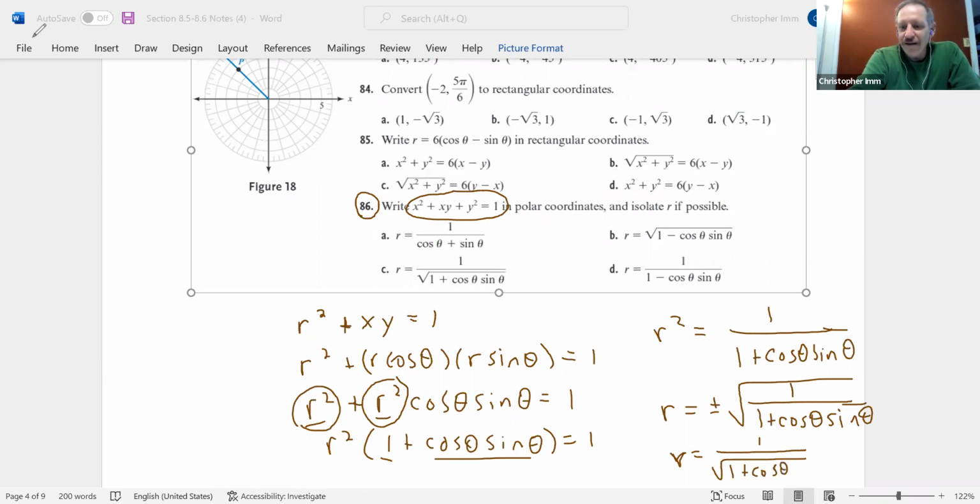So this graph, the function, will turn out to look like this. That's the function, and that would be choice number C, letter C.